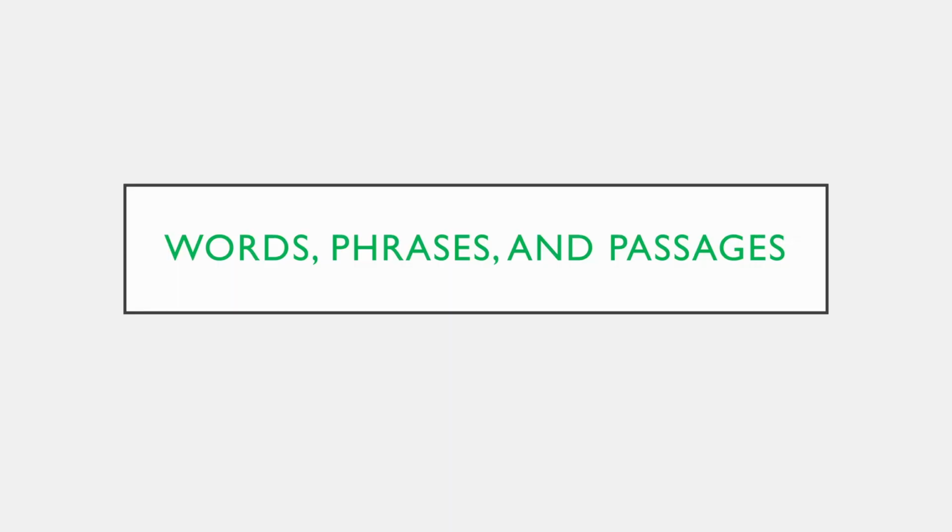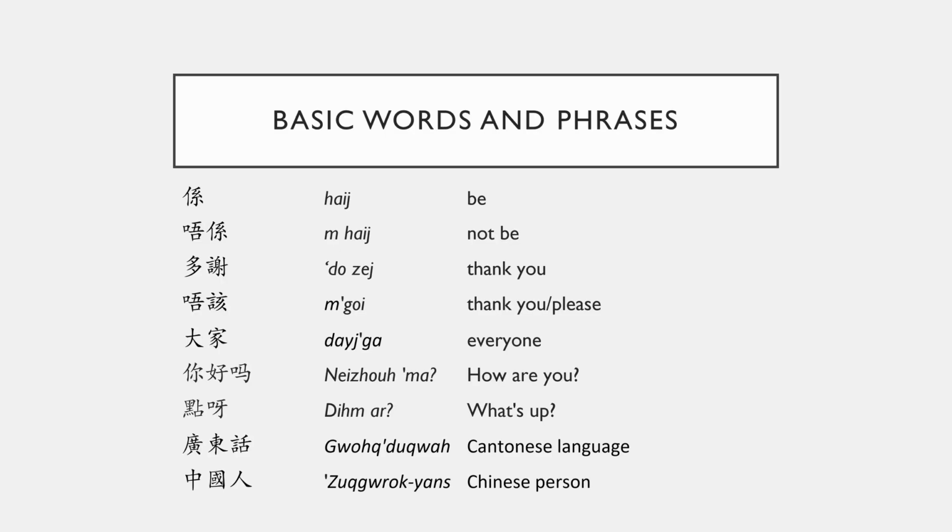Okay, and to finish up, we're going to actually start using Pingji just so you can practice how it works and match the letters to their sounds in well-known words and phrases. So starting with some basic words and phrases, I'll just go through each of these. Hai, that's to be. Hai, not to be. Doje, thank you. Ngoi, another type of thank you or please. Daika, everyone. Ni hao ma, how are you? Dima, what's up? Guangdonghua, Cantonese. Zhonggokyan, Chinese person.